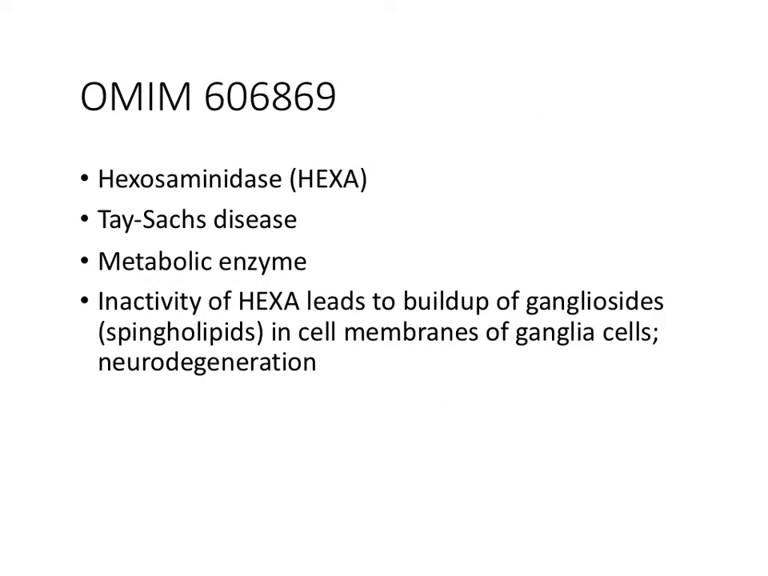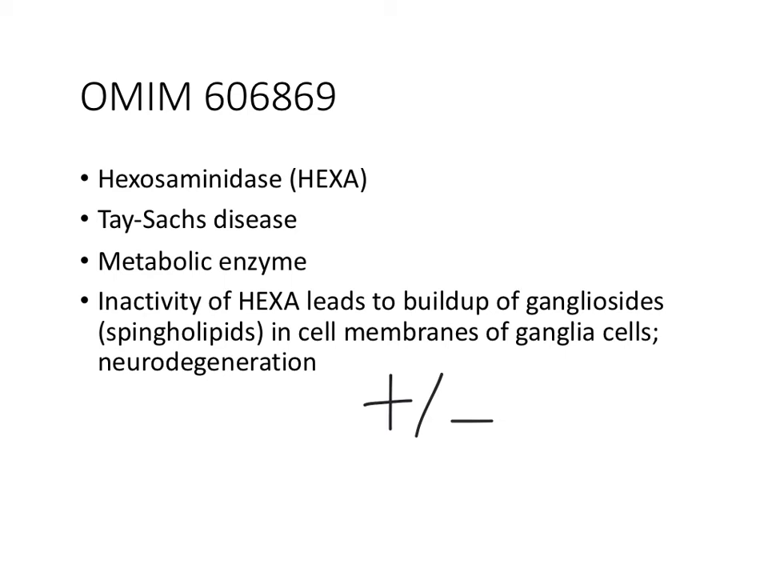The last one is another enzyme, hexosaminidase, I'm not a biochemist. Mutations cause Tay-Sachs disease, which is a heritable disease, and it causes buildup of particular sphingolipids inside the neurons. It also causes neurodegeneration. Do you think it's dominant or recessive? What would it look like if you were a heterozygote? Because that's all dominance and recessiveness is about, what does the heterozygote look like?